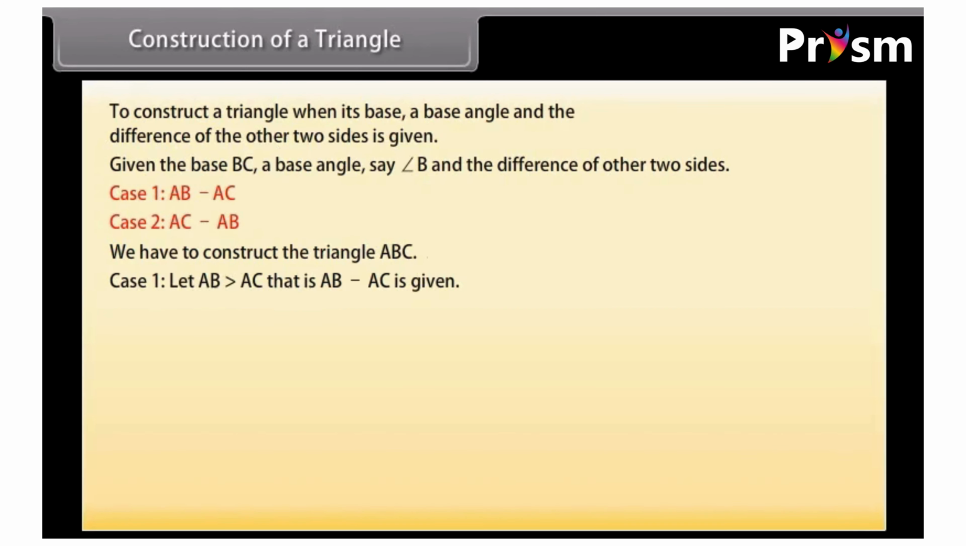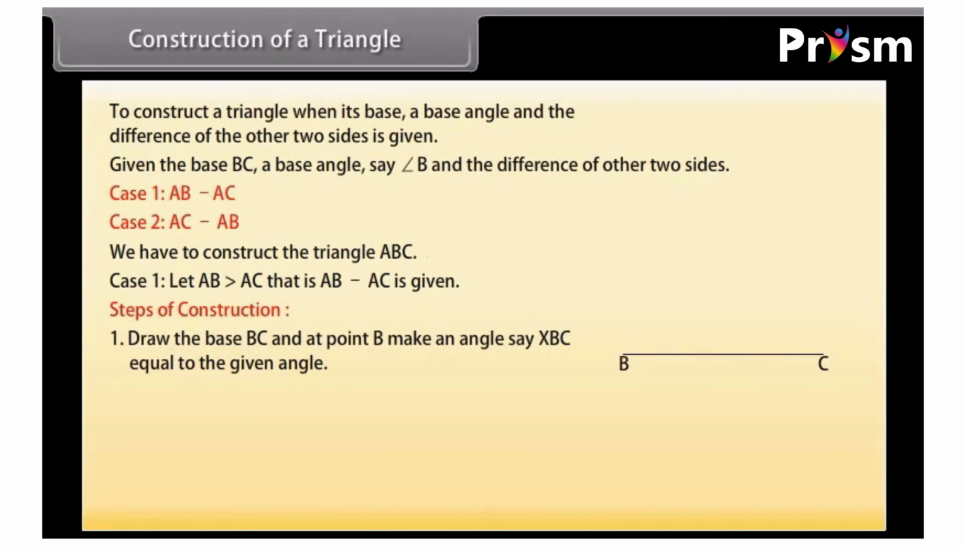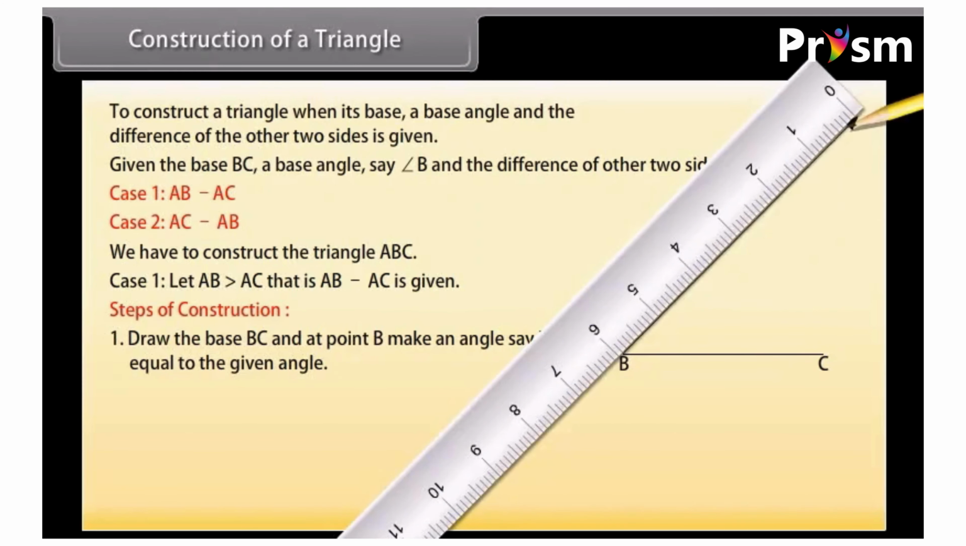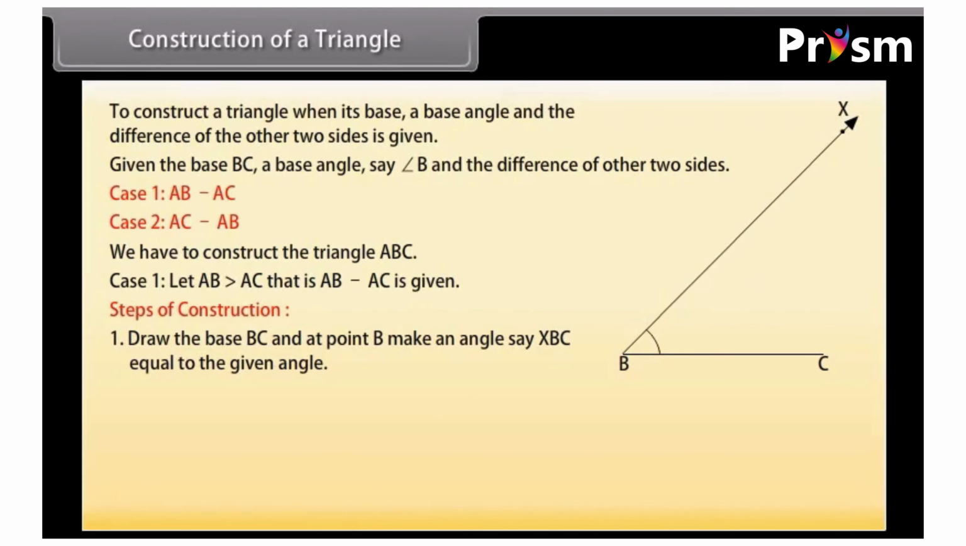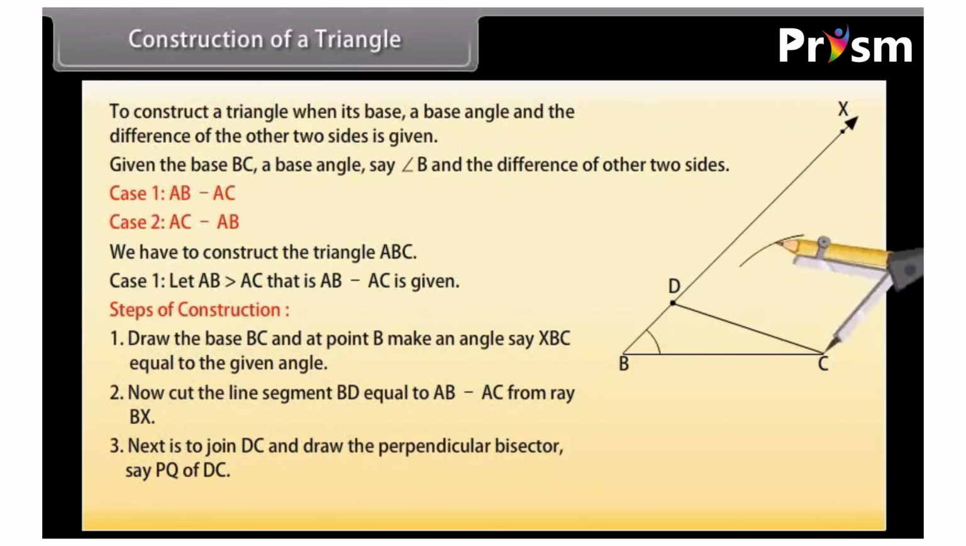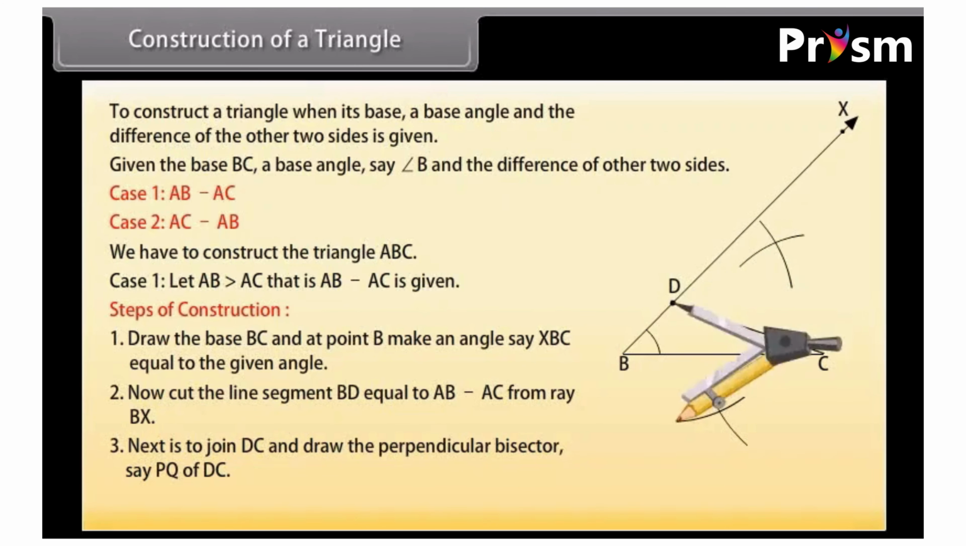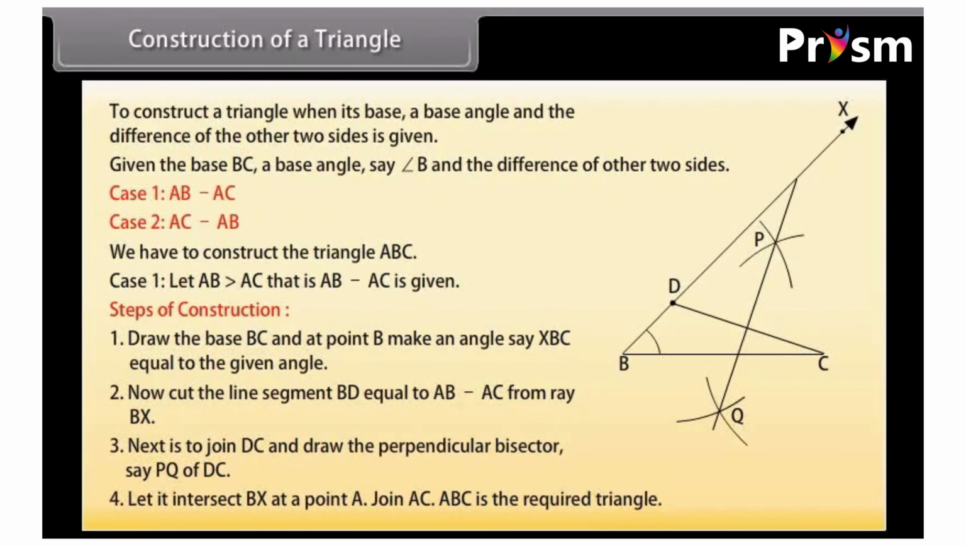Steps of construction. First of all, draw the base BC and at point B, make an angle, say XBC, equal to the given angle. Now cut the line segment BD equal to AB minus AC from ray BX. Next is to join DC and draw the perpendicular bisector, say PQ, of DC. Let it intersect BX at a point A. Join AC. Then ABC is the required triangle.